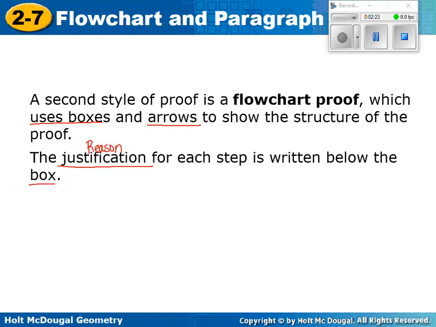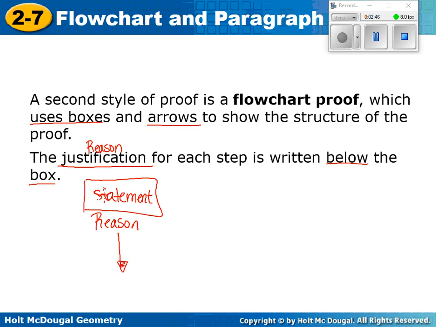is written below the box. So it's going to put the statements inside the box. Statements inside the box, and then reasons will go underneath the box. And then it's going to use an arrow.